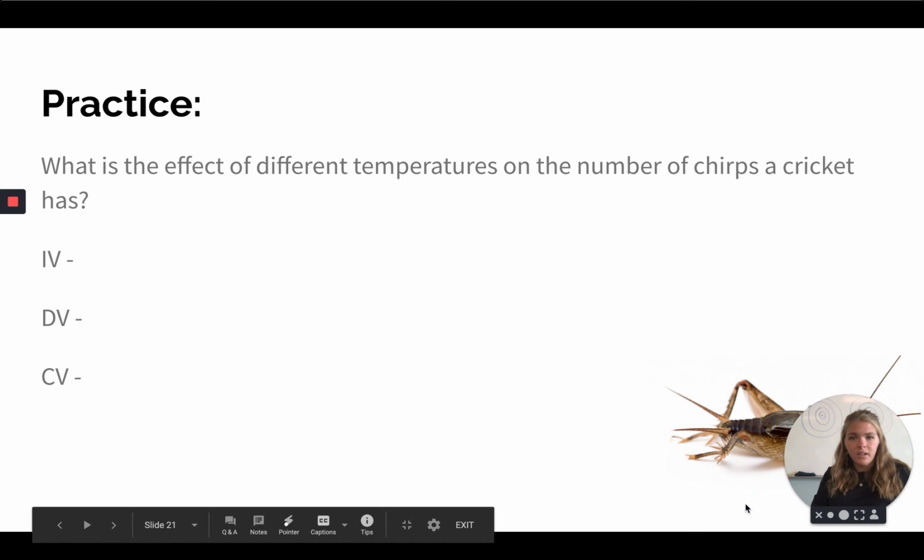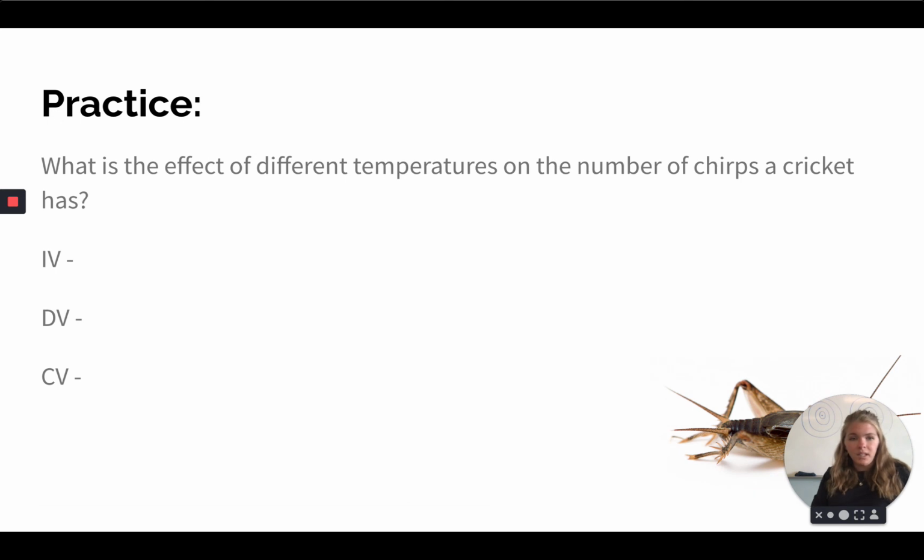So here's another one. I want you to do this one independently. What is the effect of different temperatures on the number of chirps a cricket has? So take a moment and identify the independent variable, the dependent variable, and the control or constant variable.